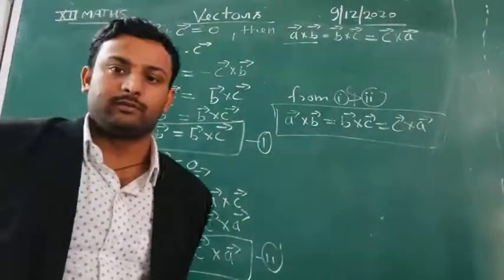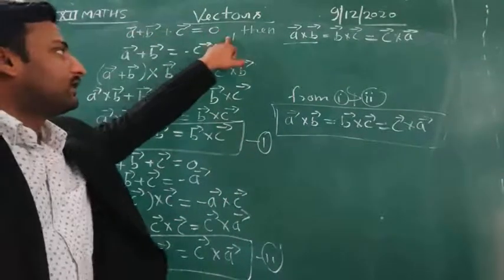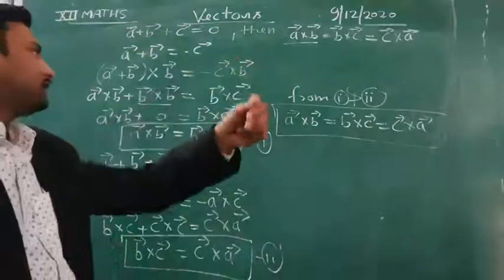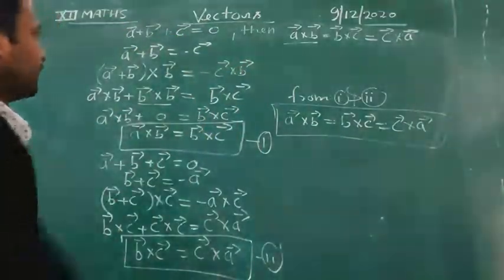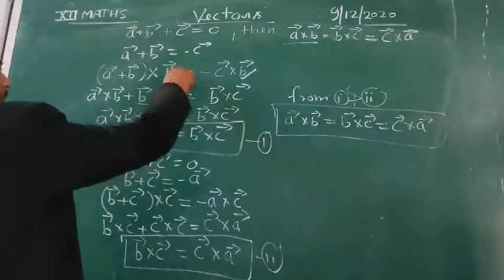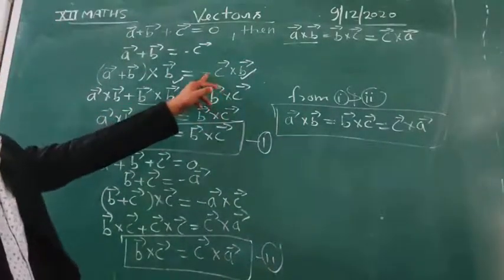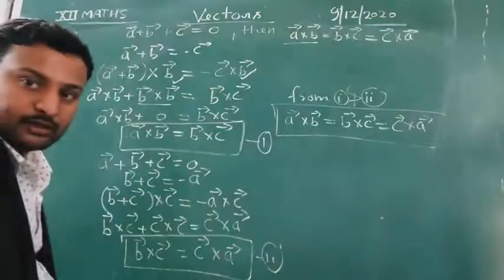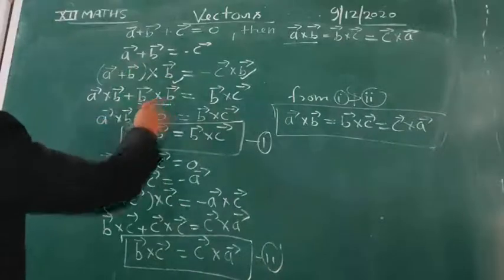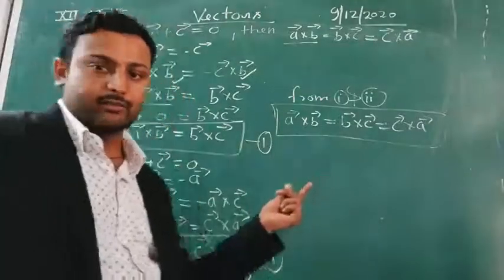So what we have done in this question, we have taken A plus B plus C is equal to 0. First we have sent this C to the right hand side, and then we have taken the cross product with B on both sides, here and here. Now after taking cross product, we can write A cross B plus B cross B, and this minus sign will be removed and we will write B cross C. Okay. Now students, we know that B cross B will be 0. So we will get A cross B is equal to B cross C. This is the first part.